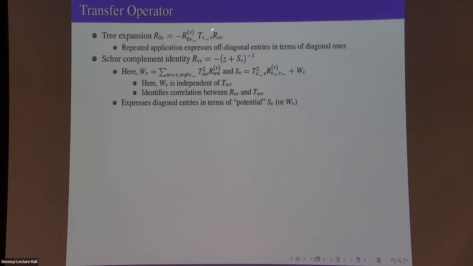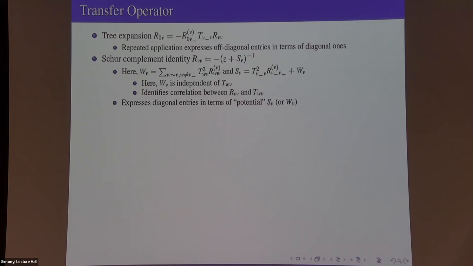So it tells me that this R of UV is expressible as some inverse quantity. I won't go beyond a minimally impressionistic description at this stage. So this S of V you should view as some somewhat complicated sum, I guess. So it's minus Z plus some linear combination of other off-diagonal resolvent entries.